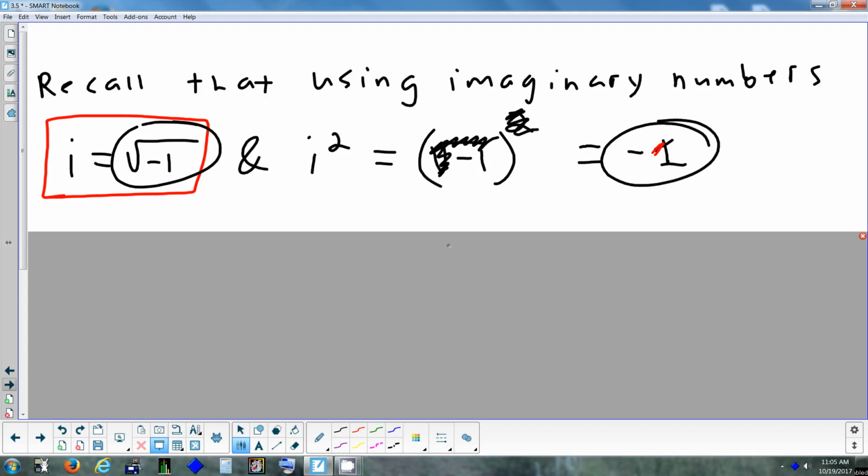Okay, and that's important. So anytime we get an i squared in a problem, anywhere, we always want to change i squared to -1. And you might be like, what about i cubed or anything else? We don't have to really worry about anything else. i squared is the only one we've got to worry about.